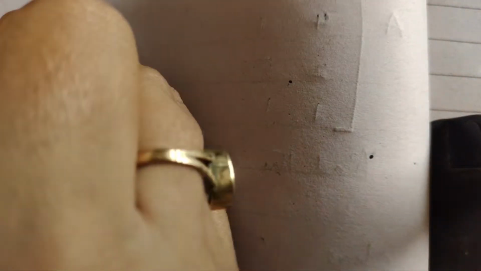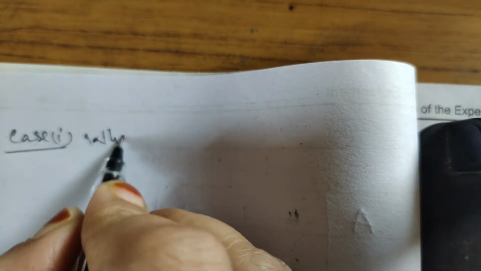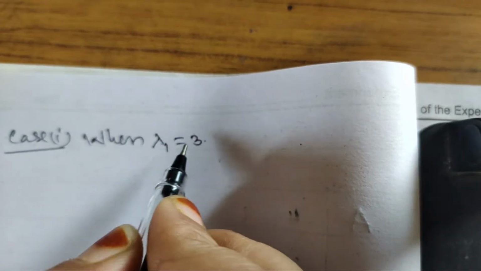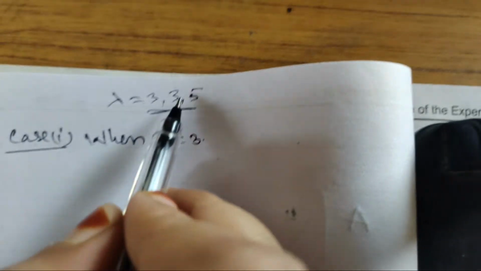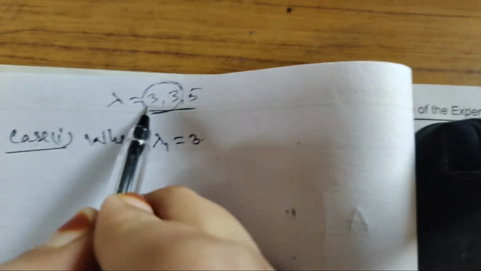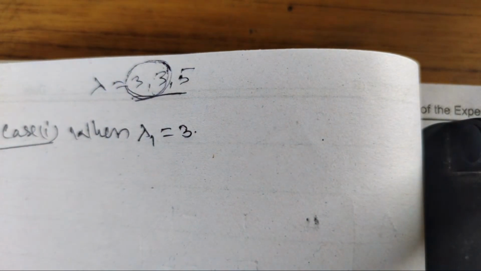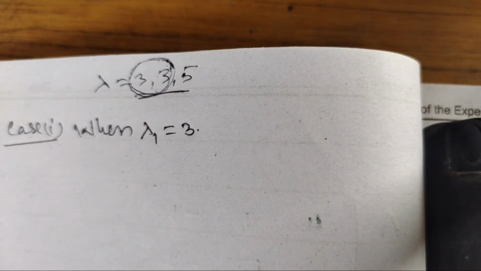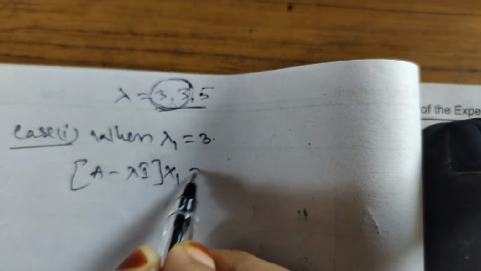So how are we going to find the eigenvectors? First, case 1, when lambda value equals 3, and we got lambda values equal to 3 and 5. So here there is no need to find the eigenvectors for this repeated value. Only once we are going to solve, not twice, because whatever operations we are going to utilize, it is not going to change, it is going to remain the same. So your A minus lambda I into x1 equals 0.